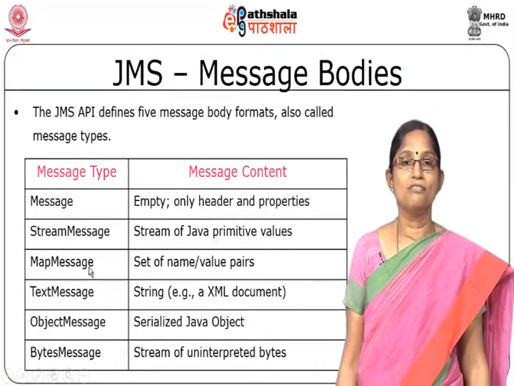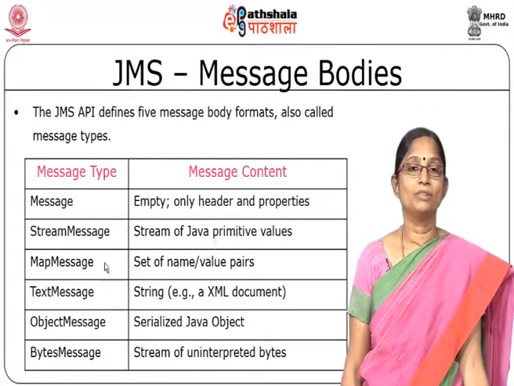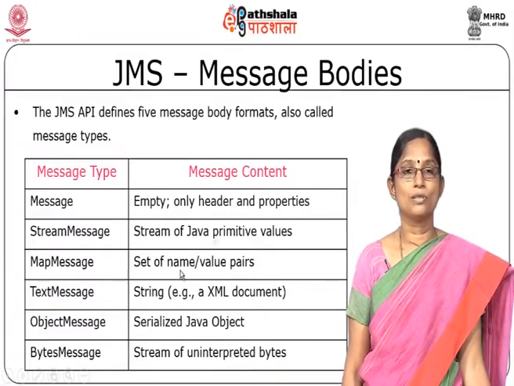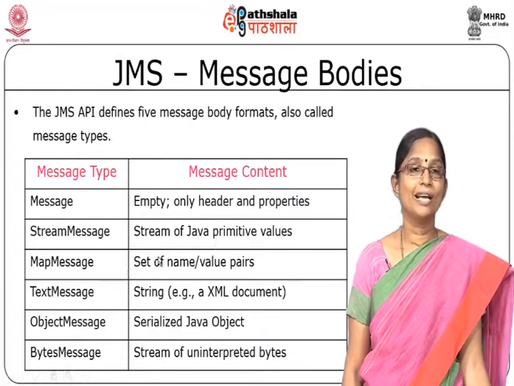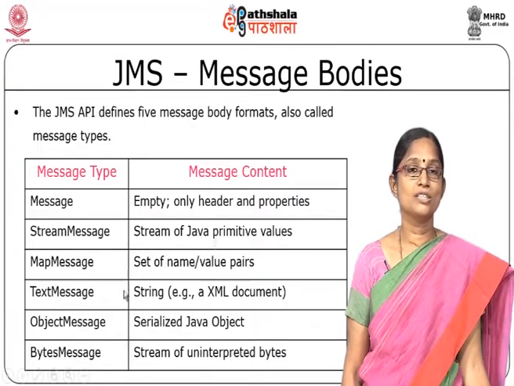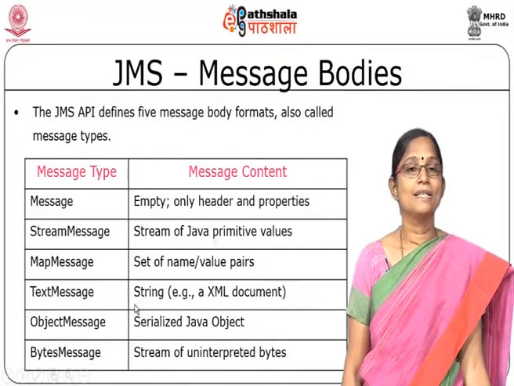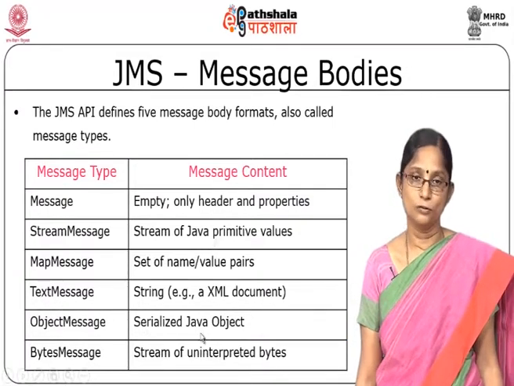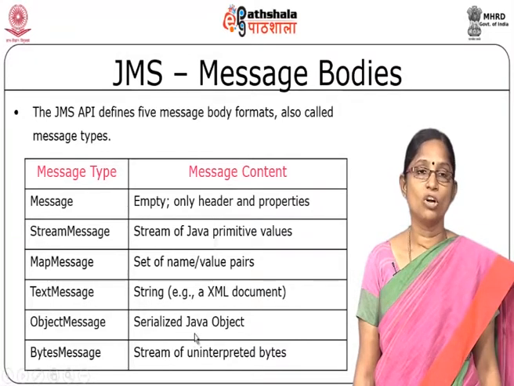Then map message. If you go through map message, apart from the header and properties, it is going to have a set of name value pairs also. Like a map, it is going to have the content as a set of key value pairs. Then text message, in text message the body is compulsorily going to be a string. Sometimes it may be an XML document also. If it is an object message, then definitely the message content is going to be a serialized Java object.